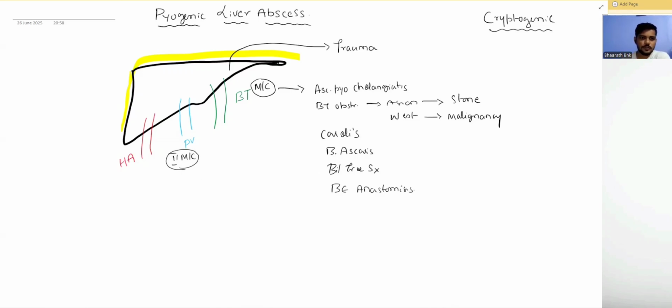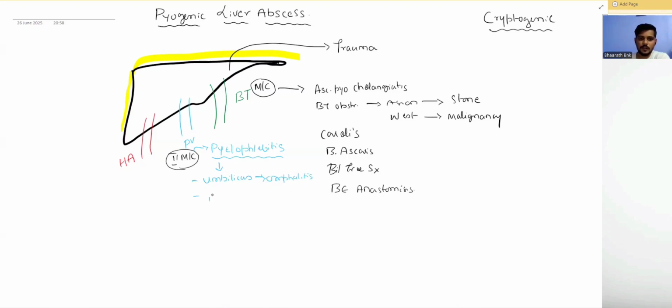The second most common cause is the portal vein, right? Portal vein infection, just like ascending pyogenic cholangitis, is pylephlebitis. Pylephlebitis can lead to liver abscess. Earlier in children, the most common cause was infection from the umbilicus. When they used to cut the umbilical cord, they used to apply some cow dung to it, and that would lead to omphalitis. This omphalitis was a major concern for pylephlebitis and pyogenic liver abscess.